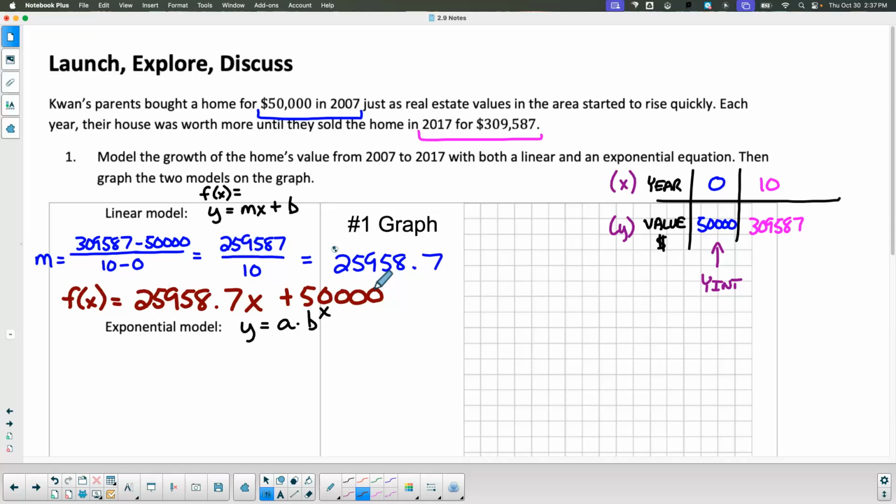We got to figure out how to come up with the exponential model. Okay? My A value here is going to be 50,000. My exponent is going to be x, because that's going to be x minus 0. We just need to find that B value. Can somebody refresh my memory as to how I find the B value in an exponential equation?